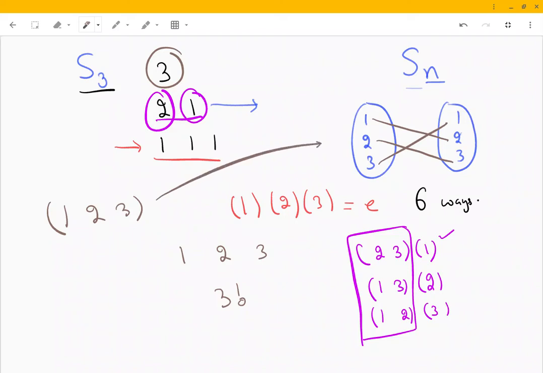So this 3 factorial is taking into consideration 2, 3, 1 and 3, 1, 2 as well.